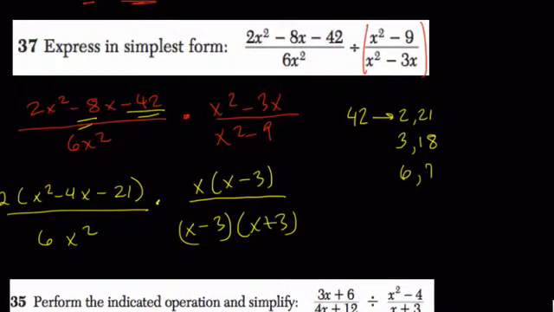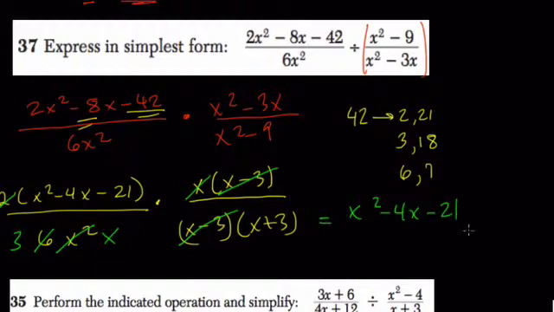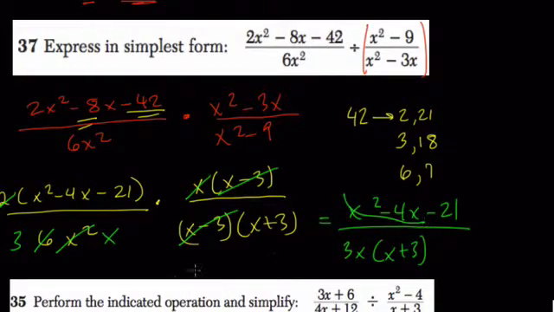So some things are starting to cancel out. The x minus 3's cancel out. Over here we can cross cancel, so x and x squared will become x, and 2 and 6 become 1/3. So that we're almost done now because we have x squared minus 4x minus 21 all over 3 times x plus 3. But fortunately, this numerator can be factored a little bit. Let's see what happens there.